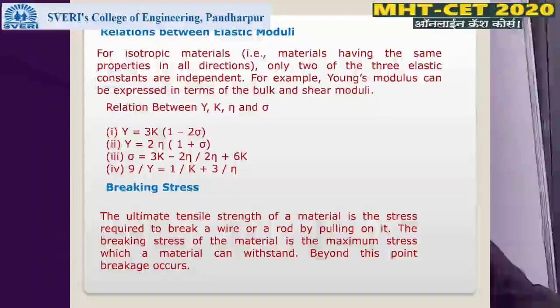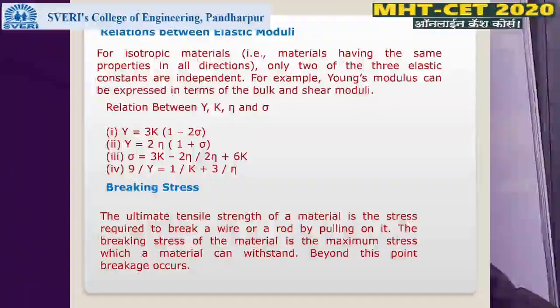Then again one equation is there after solving, that is of Young's modulus. Third, we are defining the Poisson's ratio in this modulus of elasticity, and next is the relation between Y, K and N. Next point is breaking stress. How can we define that? The ultimate tensile strength of a material is the stress required to break a wire or a rod by pulling on it. The breaking stress of the material is the maximum stress which a material can withstand. Beyond this point, breakage occurs.